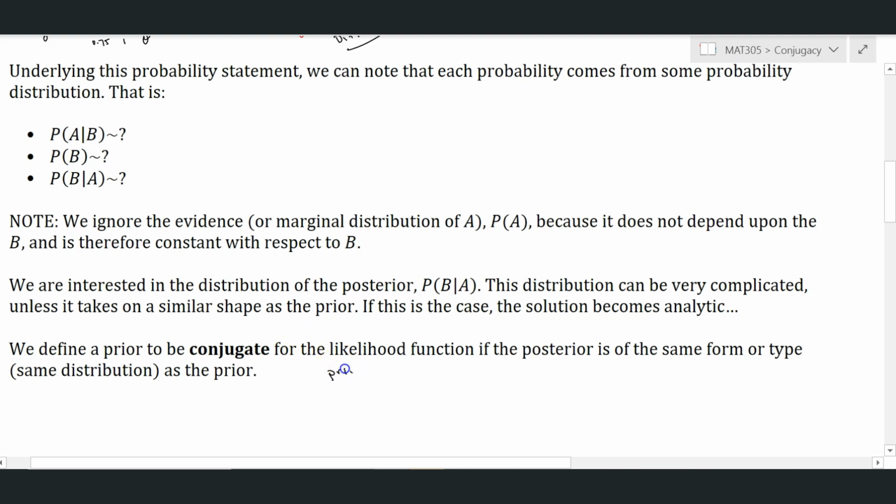So maybe your prior is distributed as normal 0, 1, mean and variance, and maybe your posterior, you find, is distributed normal 2, 4.6. So they are of the same type because they're both normally distributed. We'll take a look at an example and work through how we could actually come up with the posterior in the situation where the prior is conjugate to the posterior.